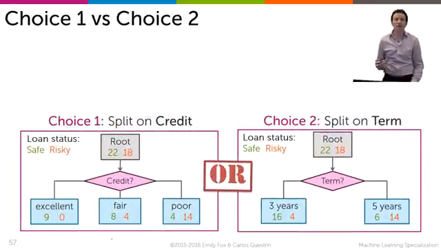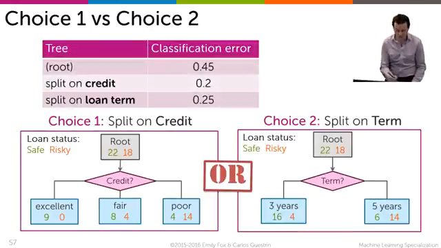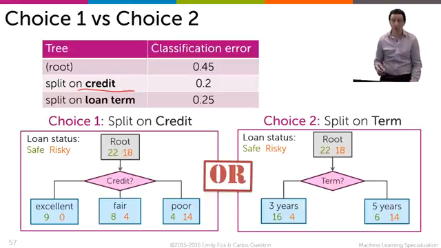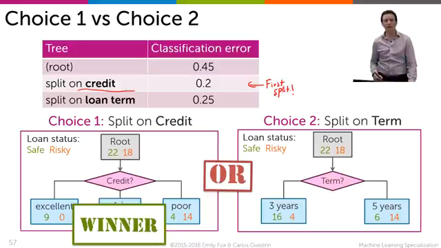So we can go back and ask, what is the best choice? Should we split on credit or should we split on term? The answer now becomes obvious. Splitting on credit gives you lower classification error, so this is what our greedy algorithm will do first. This is the first feature to split on. And that will be the winner of our selection process.